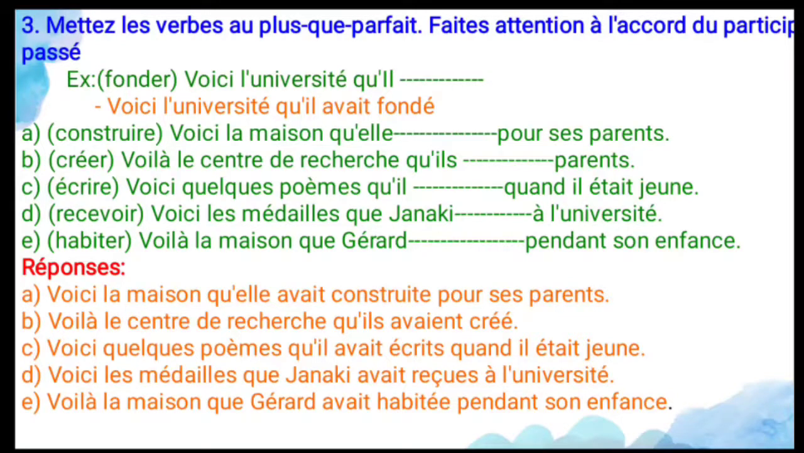And the fifth one is the verb habiter. Habiter means to live. And voilà la maison que Jérôme dash pendant son enfance. Here, voilà la maison, here is the house that Jérôme avait habité pendant son enfance. So he had lived there in his childhood. The verb habiter is also not in the 16 verbs. Again you have to use the verb avoir only. So this is all about this third exercise.